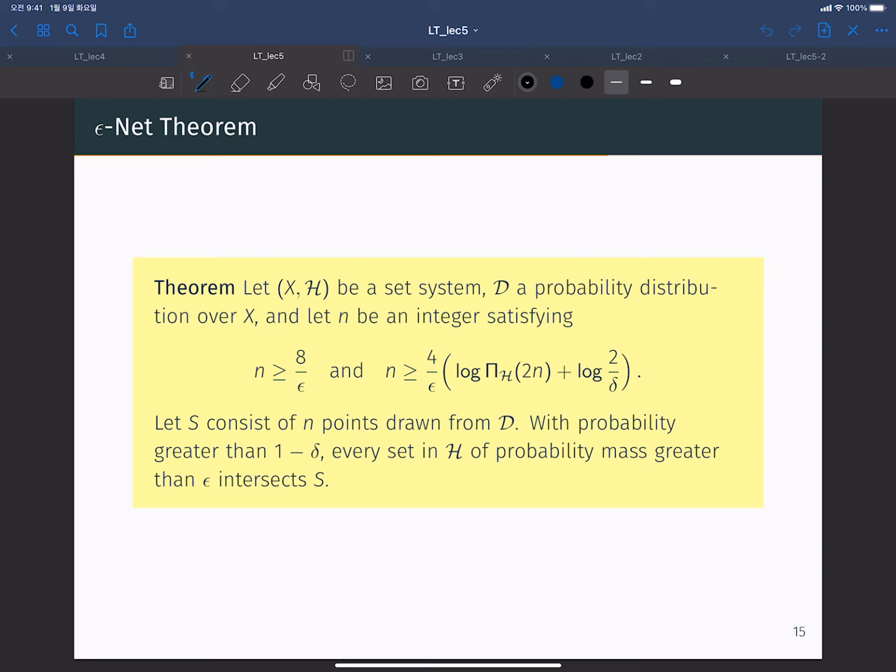The epsilon-net theorem is the main theorem for VC dimension theory. Let (X, H) be a set system and D a probability distribution over X. X is the input domain. H is the set of hypotheses we are considering.